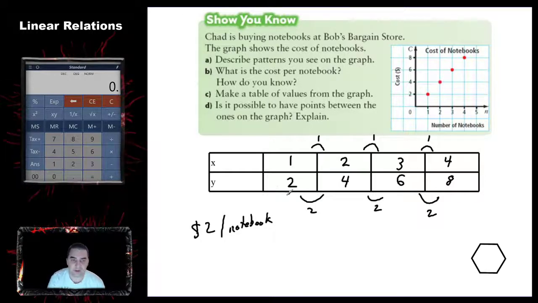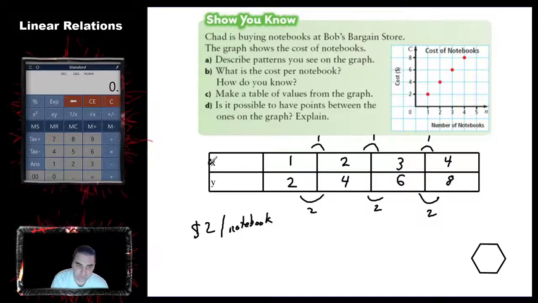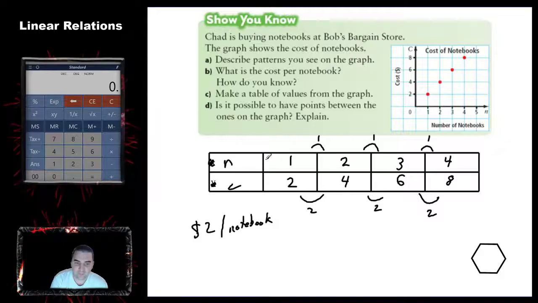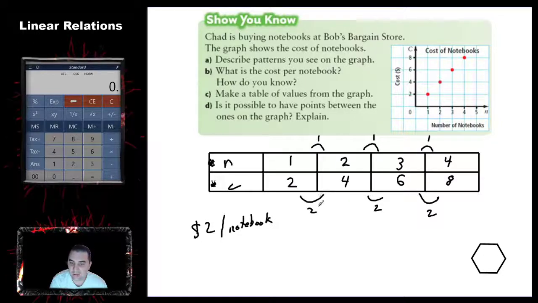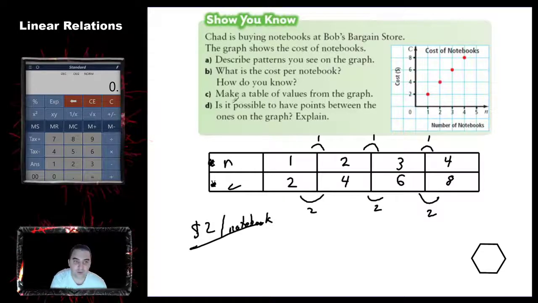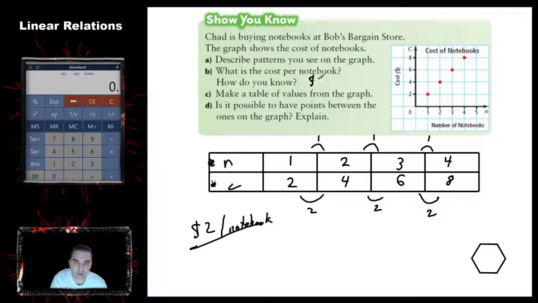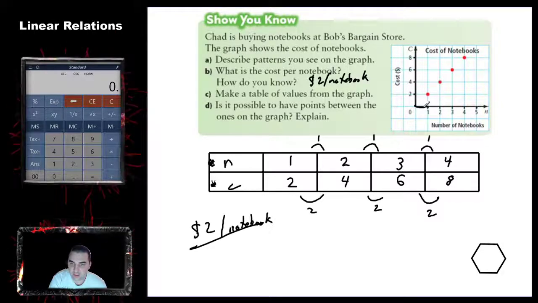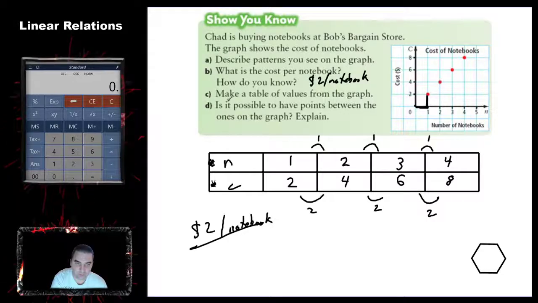Okay, here are the answers. So if I'm replotting these, I've got N and C. For every one notebook, it seems to increase by $2. So that means that I have $2 per notebook, and that's the cost here. $2 per notebook. Patterns that I see on the graph, it's definitely linear. For every increase of one notebook, it goes up by 2. And that's really what the 2 per notebook is. Table of values is right here if you need to double check that.